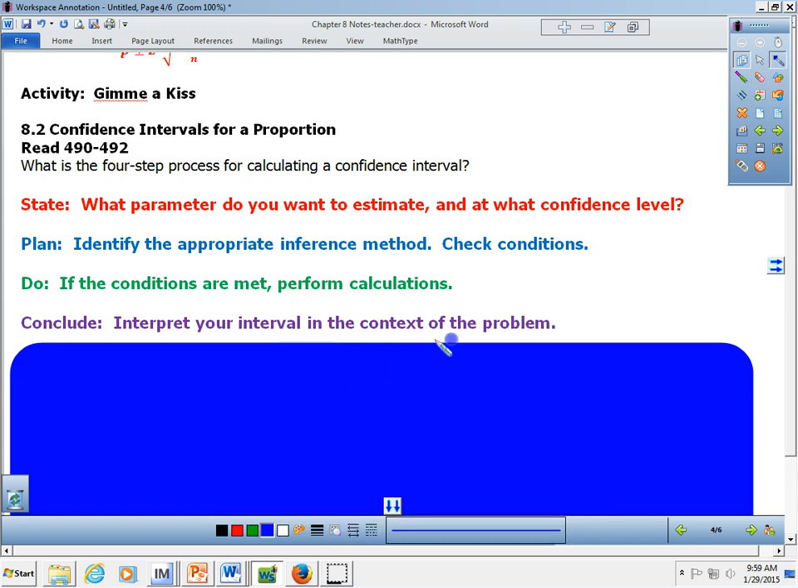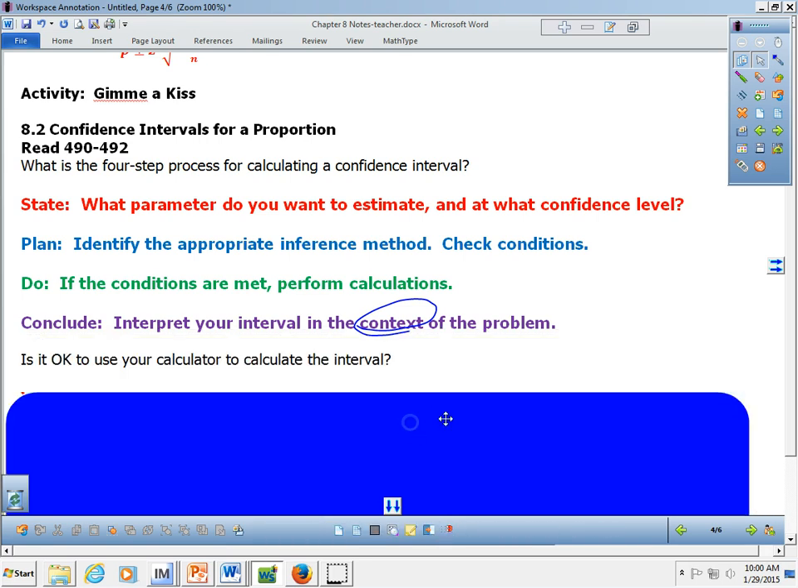Now on the Give Me a Kiss activity that you'll get back soon enough, when you're concluding your interval, you want to make sure you're careful about your context. You want to go back up and pull context from your state step, right? What is it that you wanted to estimate? Be specific, okay? All right, so that's generically what we're going to do, and we'll take a look at an example problem in just a second to see exactly how to do it.